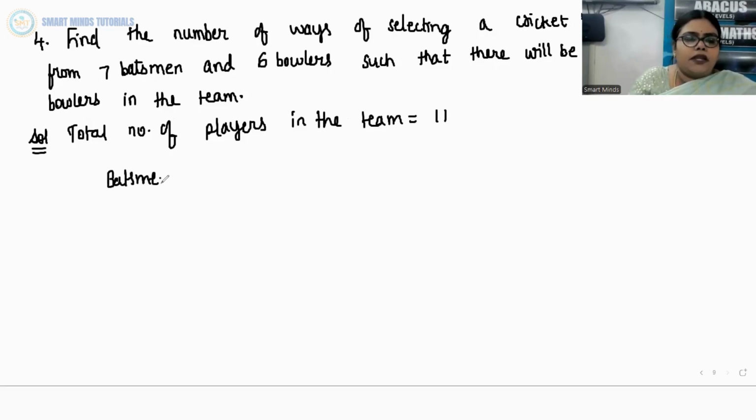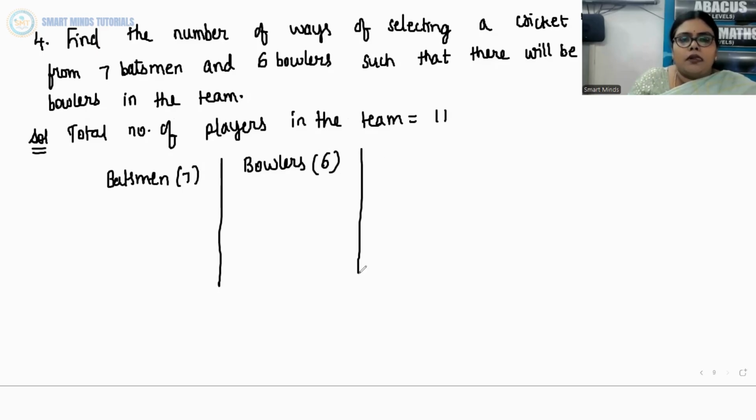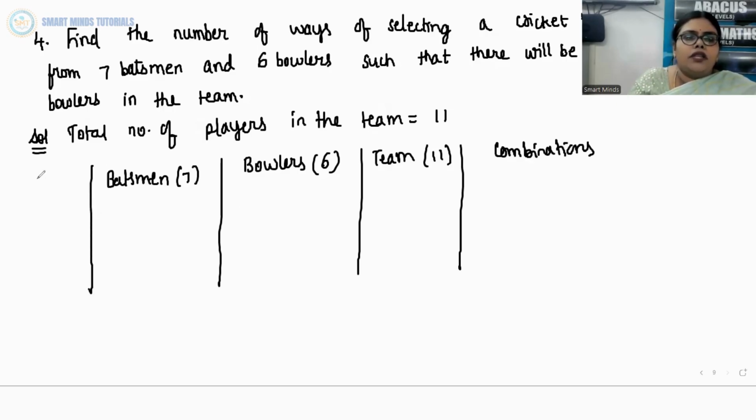Let us make a table. How many batsmen are there? 7 batsmen are there. How many bowlers are there? There are 6 bowlers. So what combinations will you get? We will see. Before the combinations, we will take the number of players in the team. You need 11 players in the team. So what are the combinations you get? Let's see that.